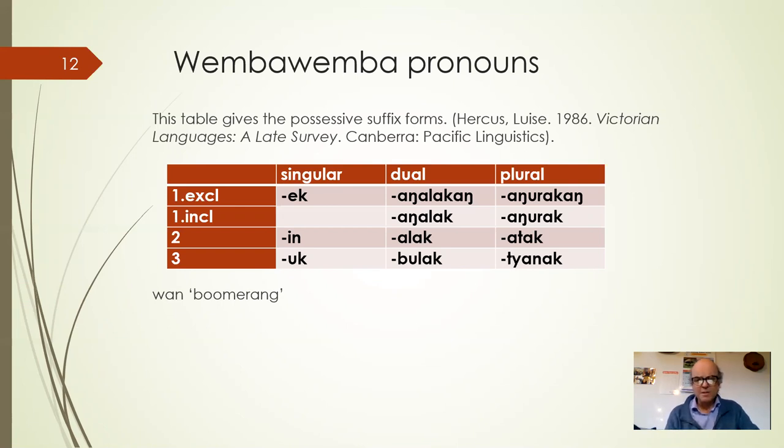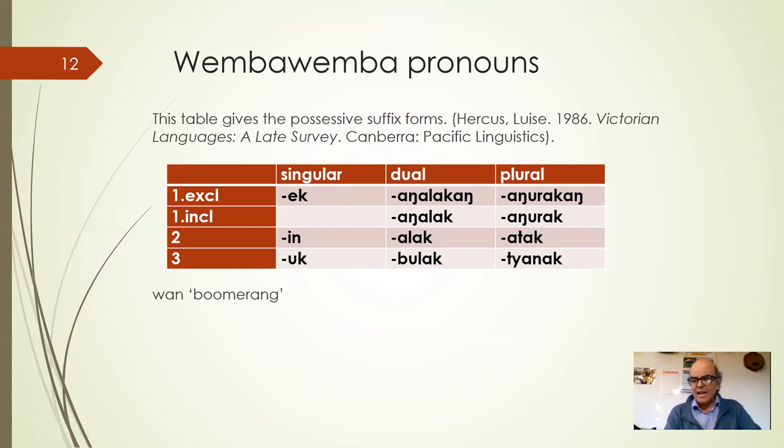And then the plural forms: angurakang means everybody except you, or everybody except yours. Angurak means belonging to everyone. Atak means belonging to all of you. And chanak means belonging to all of them.